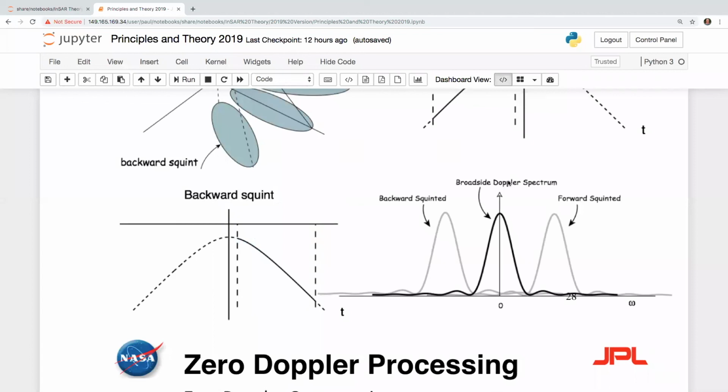And if you looked at the spectrum of this energy in the along track dimension, if you're looking broadside, the spectrum would be centered around 0. So some of the Doppler frequencies would be negative, some would be positive. If you're forward squinted, you would have all positive, and backward all negative. So this is what the spectrum would look like.